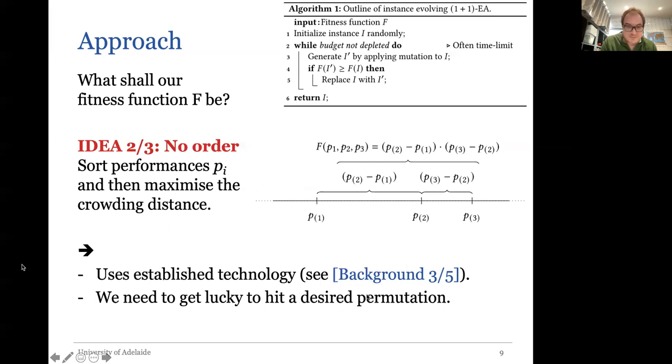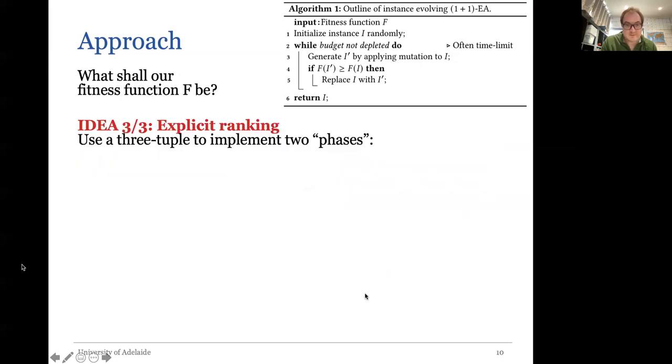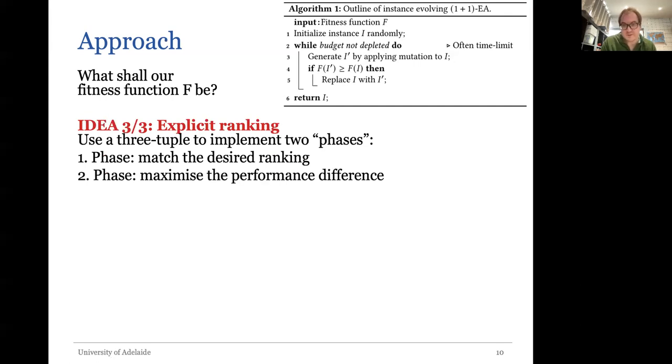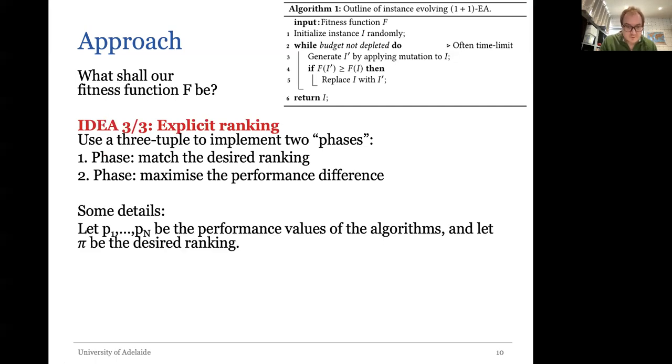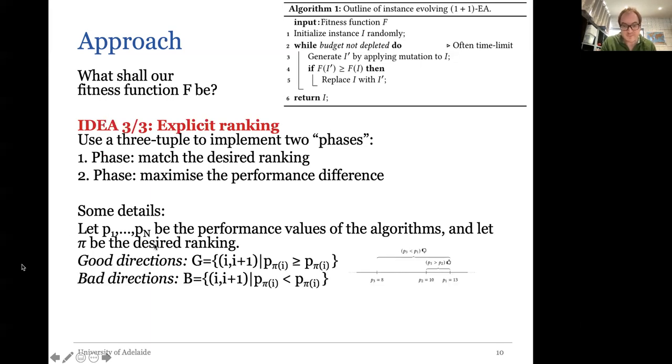The trouble here with the desired permutation is what we are addressing in the third approach, the explicit ranking. In particular, we use a 3-tuple to implement 2 phases. The first one is we try to match the desired ranking, and then the second one is, as before, we try to maximize the performance difference between the different performances. To get there, we need, again, the following. We need the performances, much like on the previous slide, P1 to Pn of the various algorithms, and we need pi as the desired ranking.